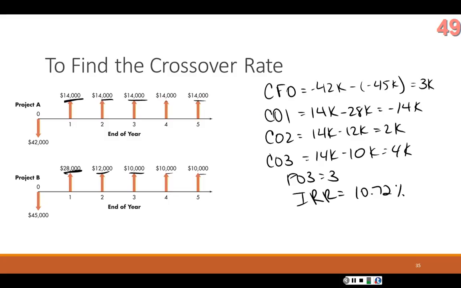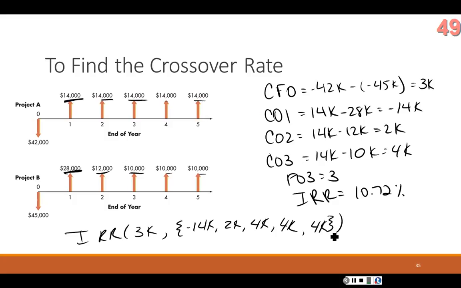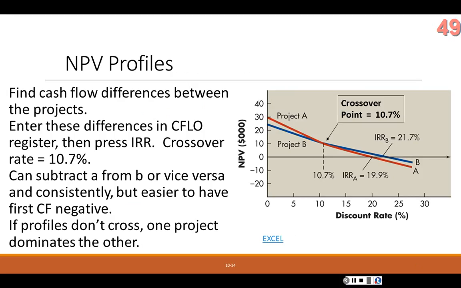So if you have a graphing calculator, you would have put IRR, 3,000, comma, braces, negative 14,000, 2,000, and 4,000. Now if you didn't want to mess with frequencies, you could just write the 4,000 3 times. It doesn't matter. Or you could use the same way I showed you before. Close braces, close parentheses. And you should get 10.72%, which is where the lines cross one another. It's the crossover point.